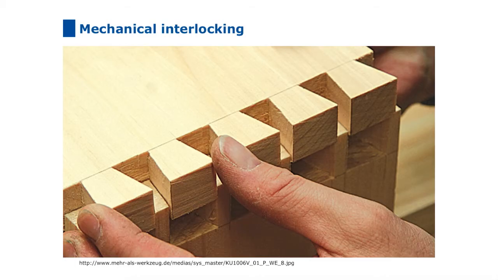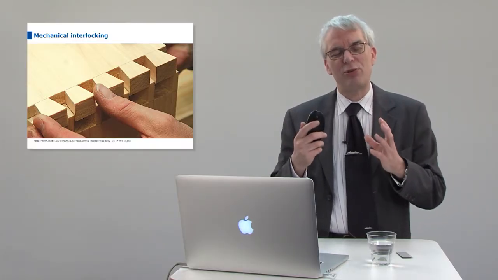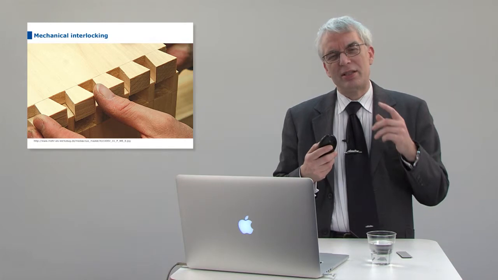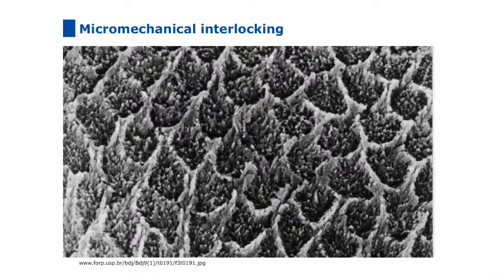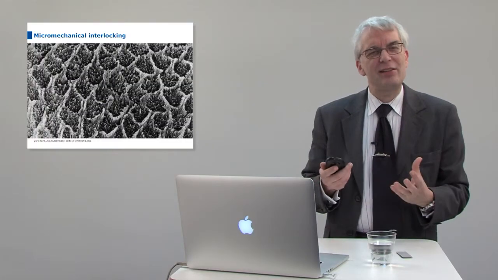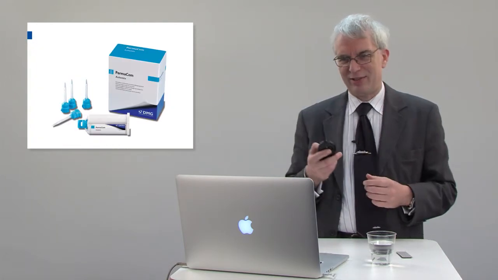And even though this may seem a bit crude, like in this example, micromechanical interlocking is quite a strong force and can hold things really well together. But it also works on a lower level, like when we etch enamel and we put a bonding agent on this etched surface, then these cured resin parts interlock with this surface, and this is quite a strong bond. So micromechanical interlocking is also a driving force in cements.